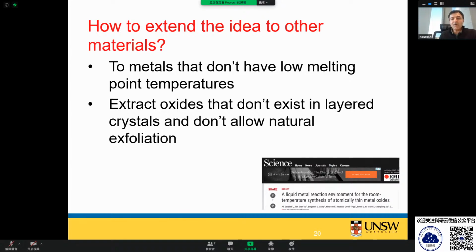Second, is it possible to also produce other two-dimensional metals from the liquid metal that we have, and use different kinds of tricks, either from the core of liquid metal or surface of liquid metal? And we target transition metals, not just post-transition metals.